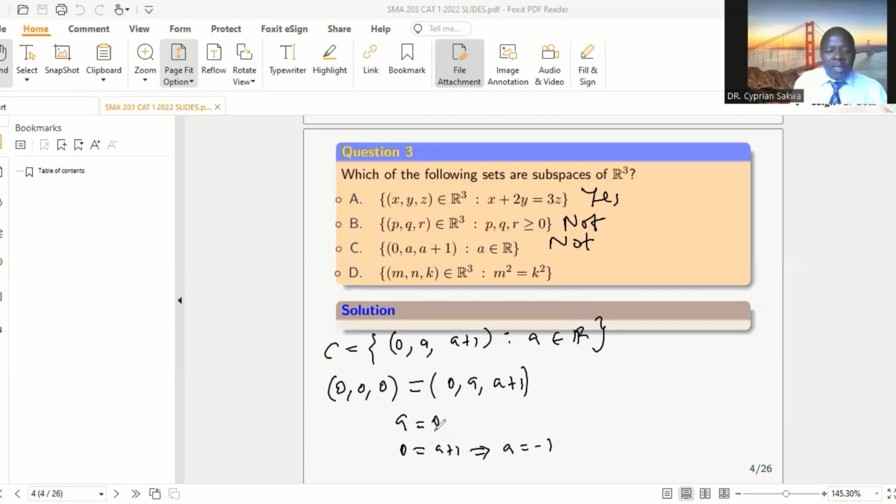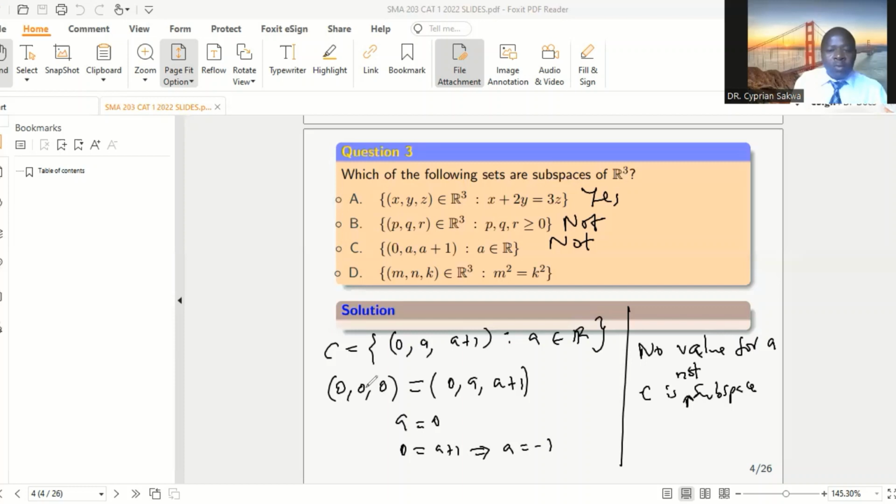Then that means that this a does not exist, because a cannot be 0 and at the same time be negative 1. So there's no solution, there's no value for a. And so this is enough to say that C is not a subspace, because it does not have the 0 vector.